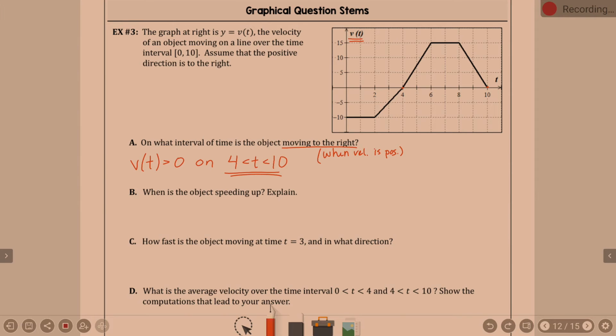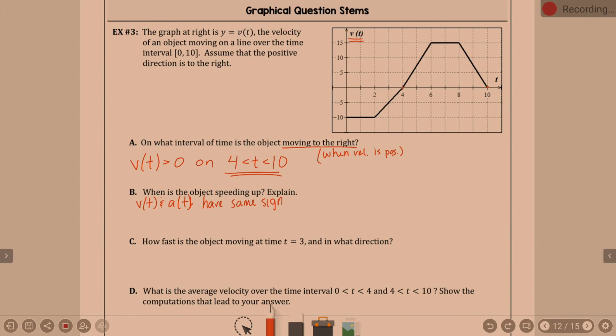When is the object speeding up? Speeding up is same sign, positive or negative. Slowing down would be opposite sign. So we need to talk about same signs. 2 to 6, and 8 to 10? Wait, no. Just 2 to 6. No, 4 to 6, because it's under the axis. Just 4 to 6, right?